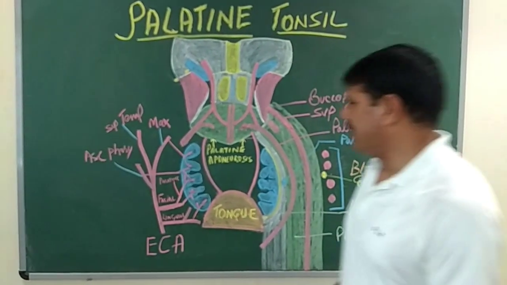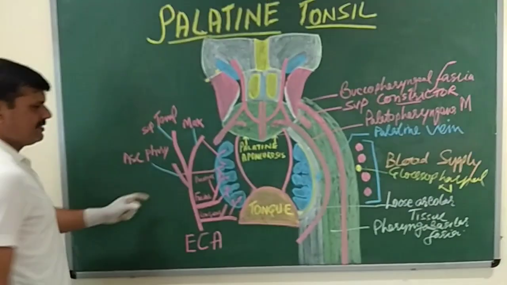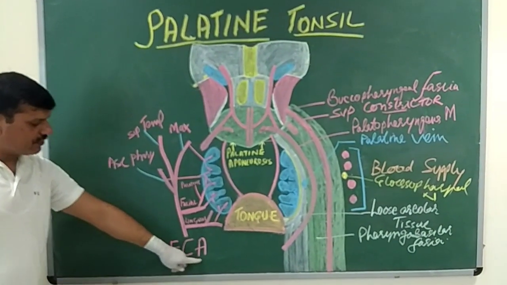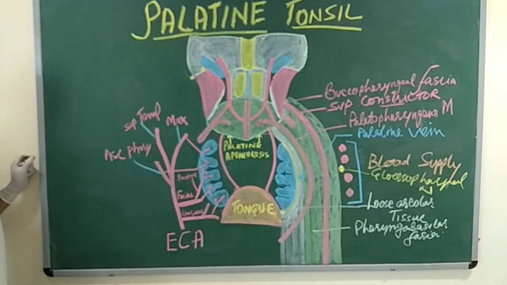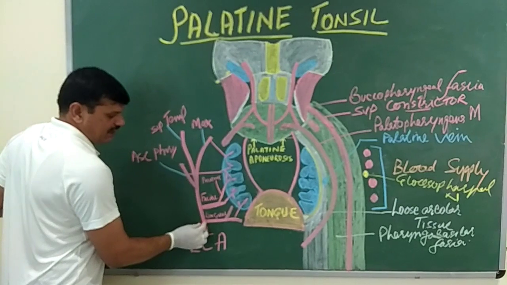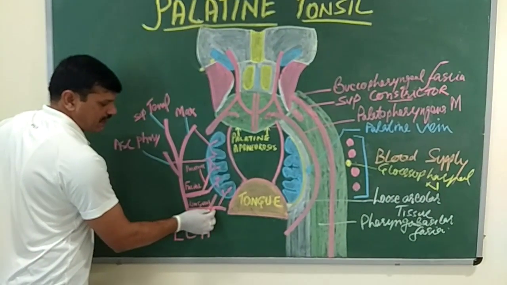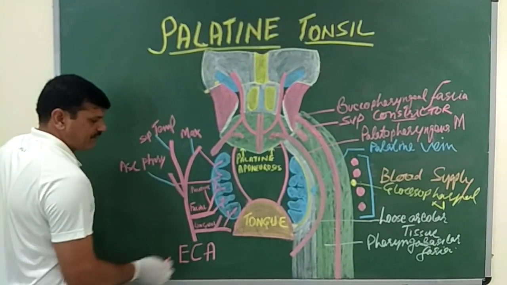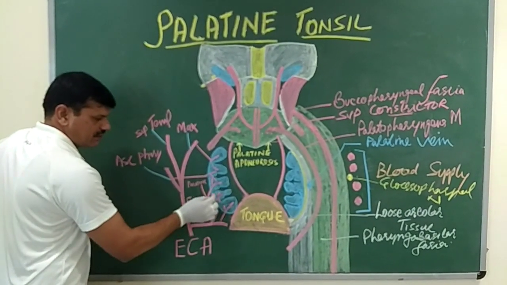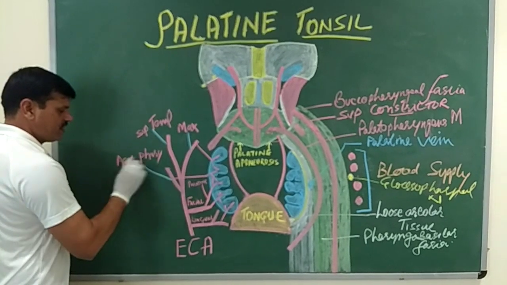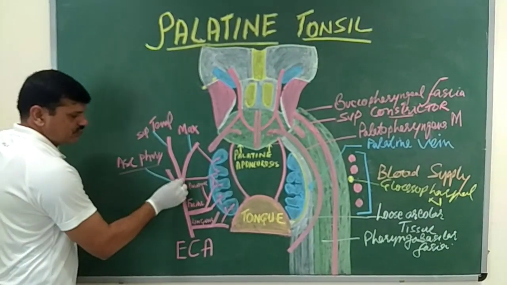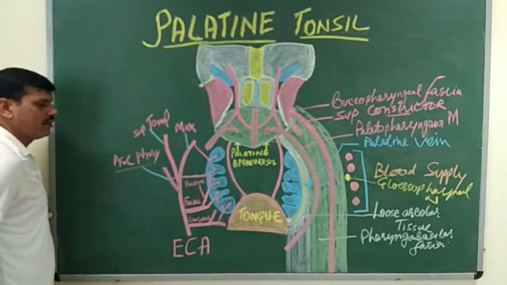Then moving to the blood supply of this tonsil, the tonsil is rich in blood supply. It is supplied by the external carotid artery. The external carotid artery has 8 branches. Out of the 8, one is the lingual artery, which sends branches to the tonsil. The facial artery also sends branches to the tonsil. The ascending pharyngeal, a branch of the external carotid artery arising medially, also sends a branch to the tonsil.